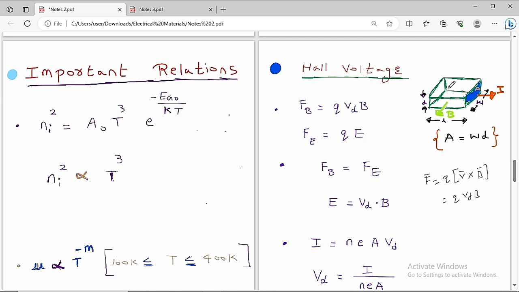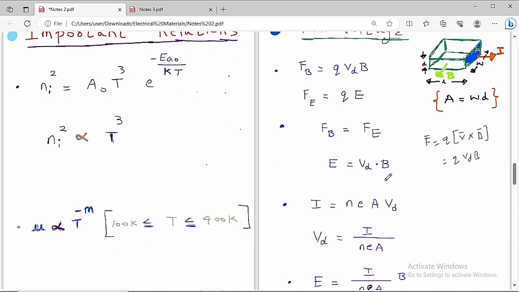If the net force is not zero, then until that time the charges will come down and accumulate on the surface of the semiconductor. If it is equal to zero, there is no more movement downward. So at steady state both will be equal. I am going to equate these two equations. Finally Q cancels. What you are going to get: E is equal to Vd into B.